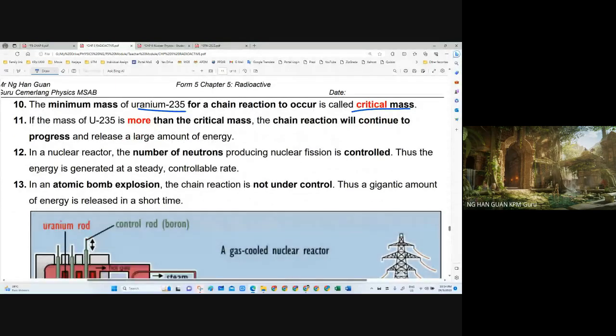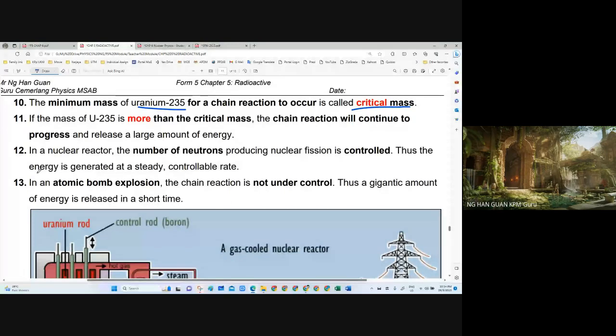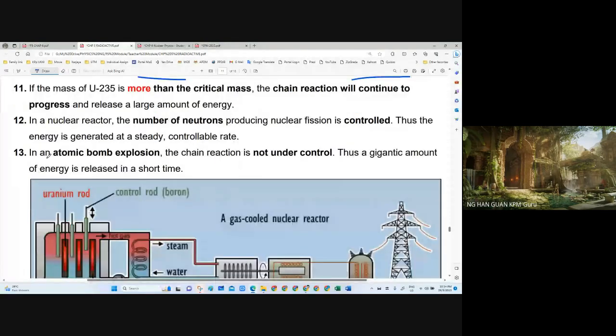Okay, so when it is out of control, that is actually how an atomic bomb explodes. If we can control the number of neutrons that bombard the uranium, we can control the energy release. If we lose control, then a huge amount of energy will be released in a very short time, so it will burn everything. So this is about the atomic bomb. All right.